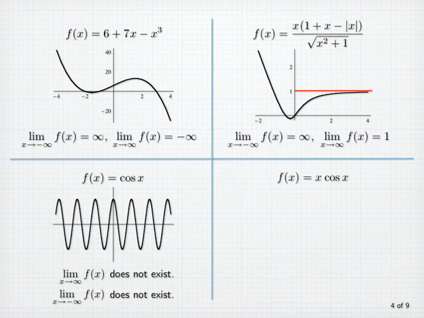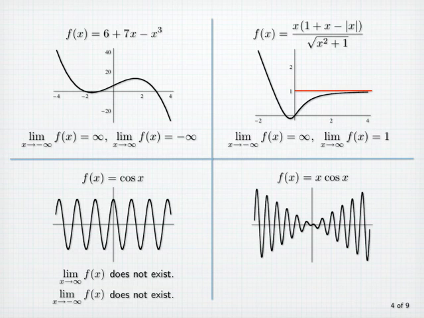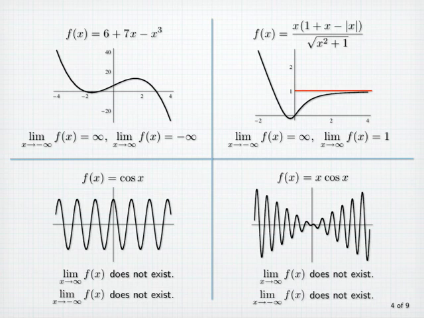Here's another example in which neither of the limits at plus and minus infinity exists. f of x equals x cosine x. Here the limit as x goes to infinity of f of x does not exist, and the same is true for the limit as x goes to minus infinity.